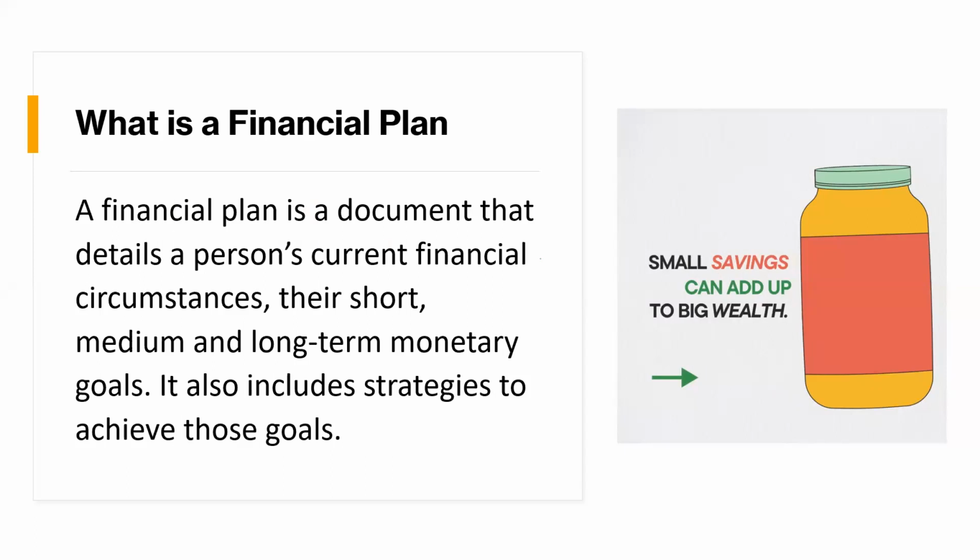A financial plan is a document that details a person's current financial circumstances and their short, medium, and long-term monetary goals. It also includes strategies to achieve these goals. So in other words, a financial plan tells us where you are at the moment, where you want to go, right? And also how you intend to get there.